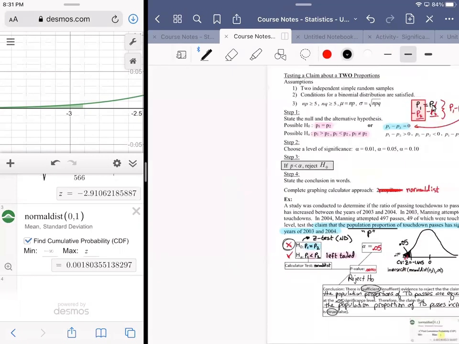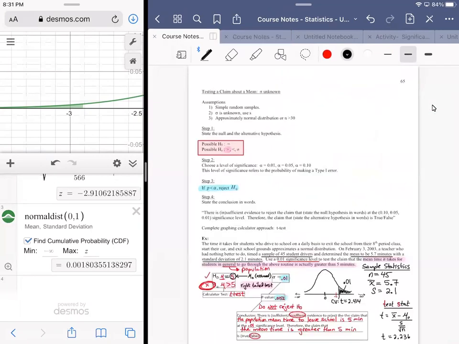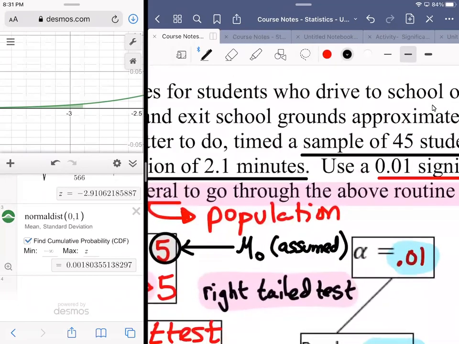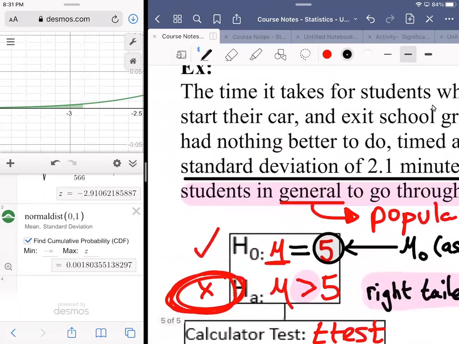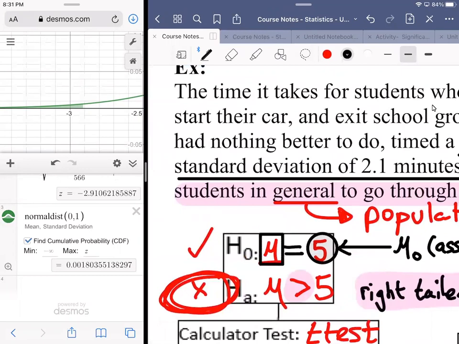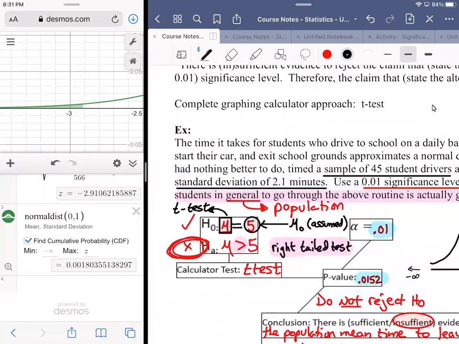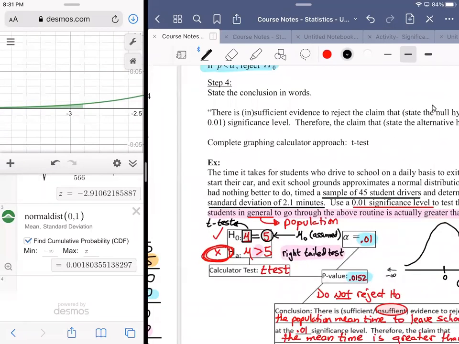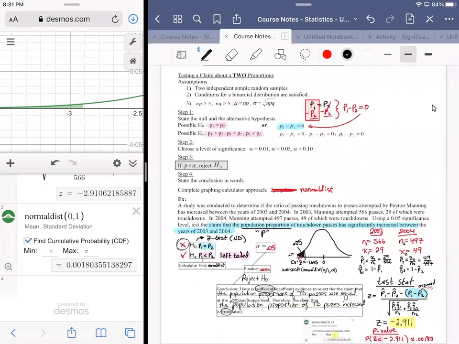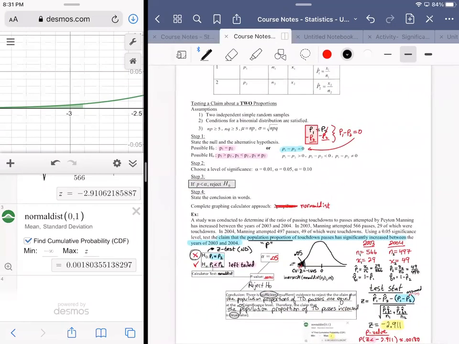Now, if you go back to the other set of notes here, if you see a mu in your null hypothesis or alternative hypothesis in any capacity, the mu is talking about the t-test. Right, so any instance in which you see a mu means that you're working off of a t-test. All right, so let me stop that recording.